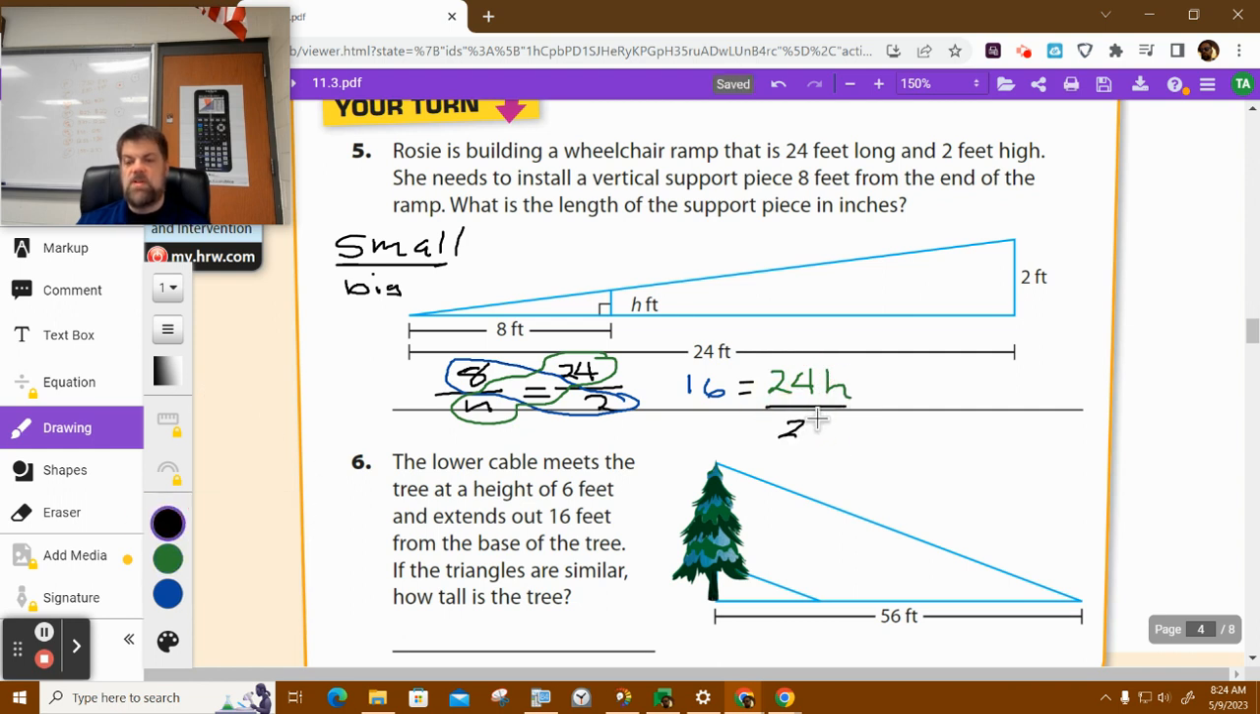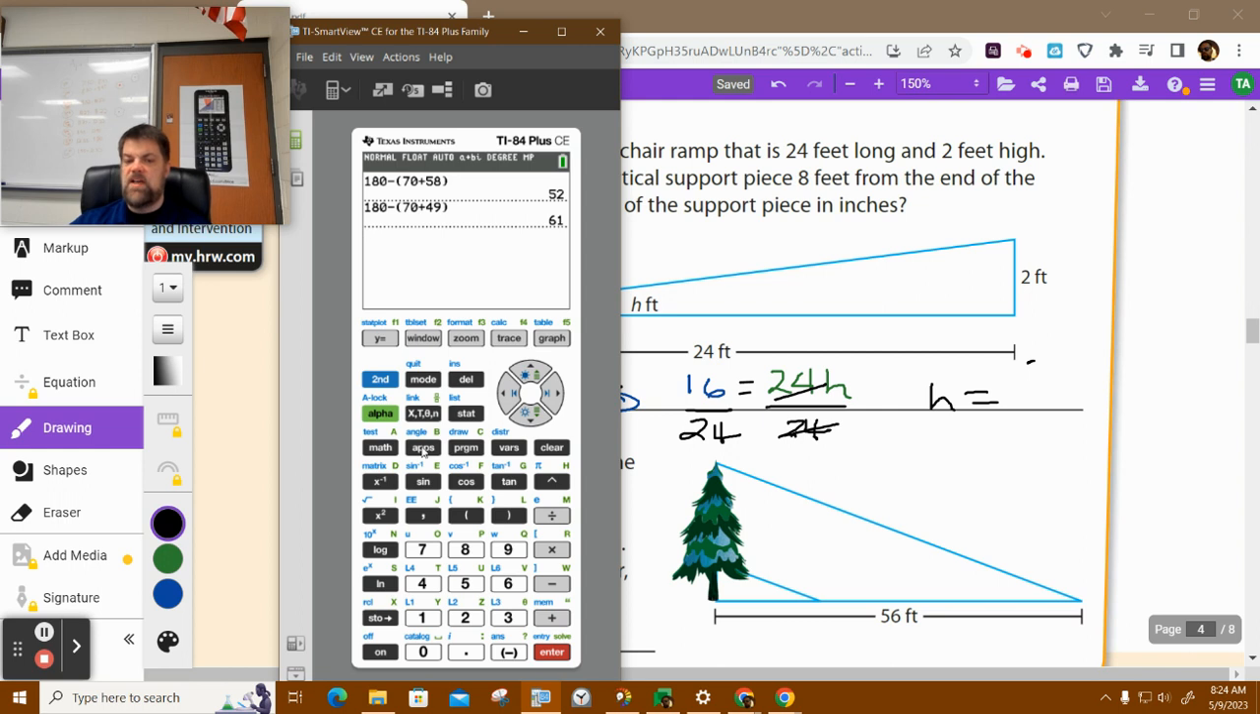24h. So now what do I do to solve this? Divide both sides by 24. If I divide 16 by 8 and I divide 24 by 8, what does that give me? And also, if you don't know how to reduce fractions, I could just plug it in my calculator.